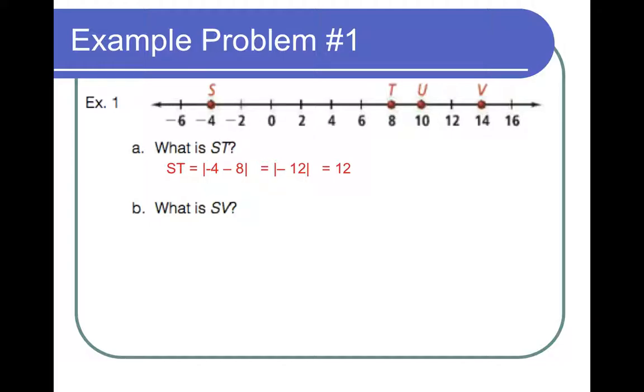All right. And Victoria, what do you think it is? 18 is the right answer. Right. How do I do that? Well, again, I could just count it. 2, 4, 6, 8, 10. Just count them up. Or I can use my formula that negative 4 minus 14 is going to be negative 18, the absolute value of which is positive 18. So we're 18 units away.